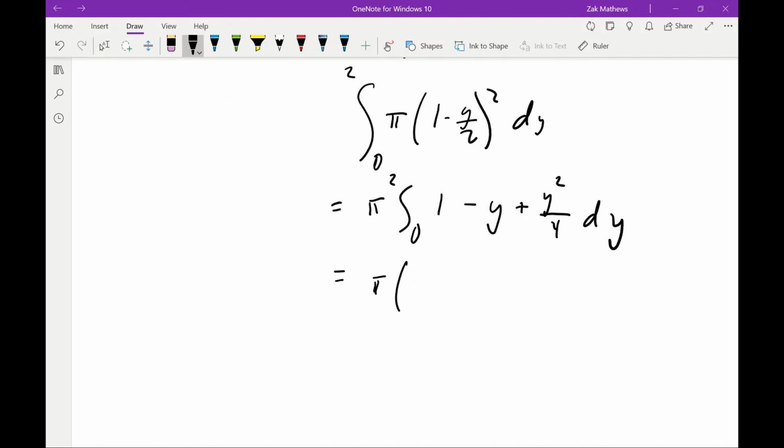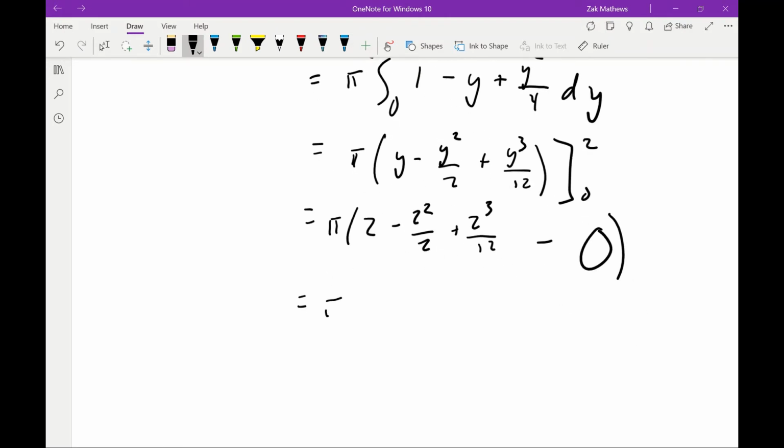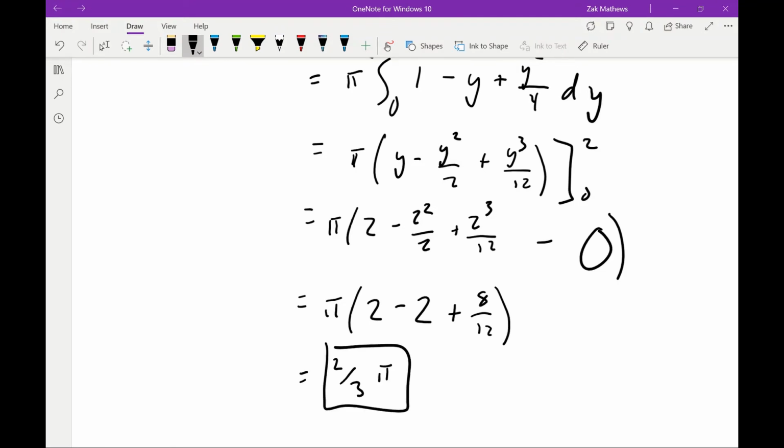And now I can take my antiderivative, so I'd have y minus y squared over 2 plus y cubed over 12. And we're going to integrate this from 0 to 2. So we'll have pi times 2 minus 2 squared over 2 plus 2 cubed over 12 minus, well then we'd have 0, 0, and 0. So I'm going to just write a 0 back there to indicate that everything else is 0. And so continuing to clean up, we'd have 2 minus 2 squared is 4 over 2 is 2, plus 8 over 12. So the 2's cancel, and then 8 over 12 simplifies to 2/3. We have 2/3 pi. That would be our answer.